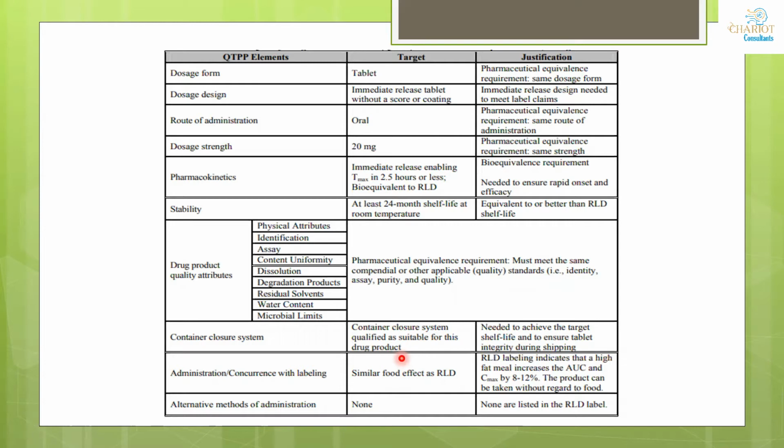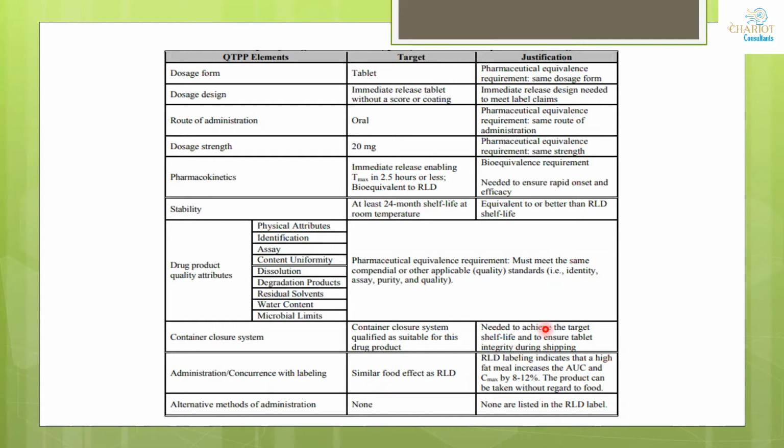So a particular diet they will give them, and after 2 hours they will give the tablets to the patients. So bioequivalence needs to be done in both the fasting state as well as the fed state after eating. So that effect we need to compare. So that should be similar for your generic whenever you are doing the bioequivalence studies for your generics. And then finally, alternative method of administration, none. Your target will be none because the RLD also has not claimed any other method of administration.